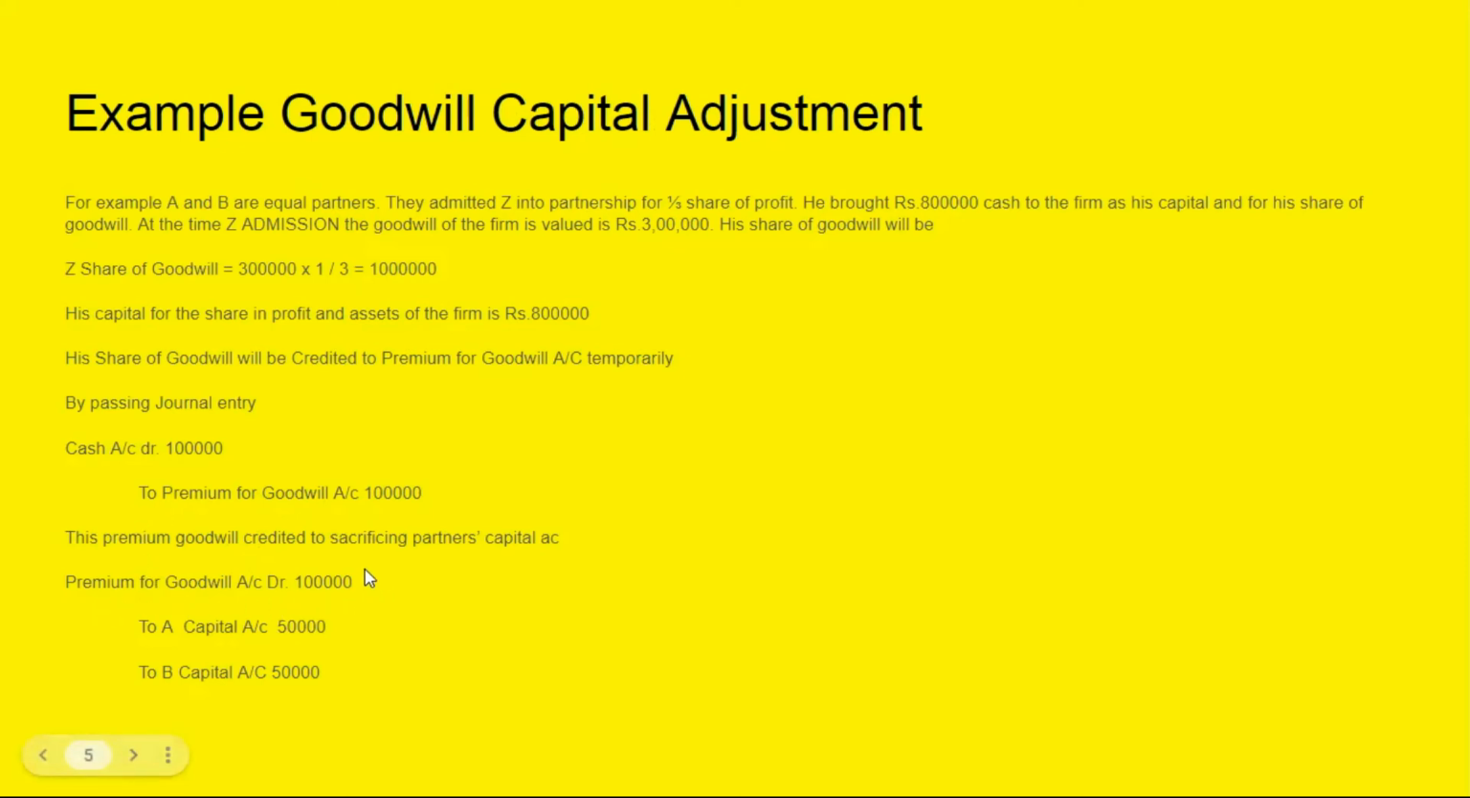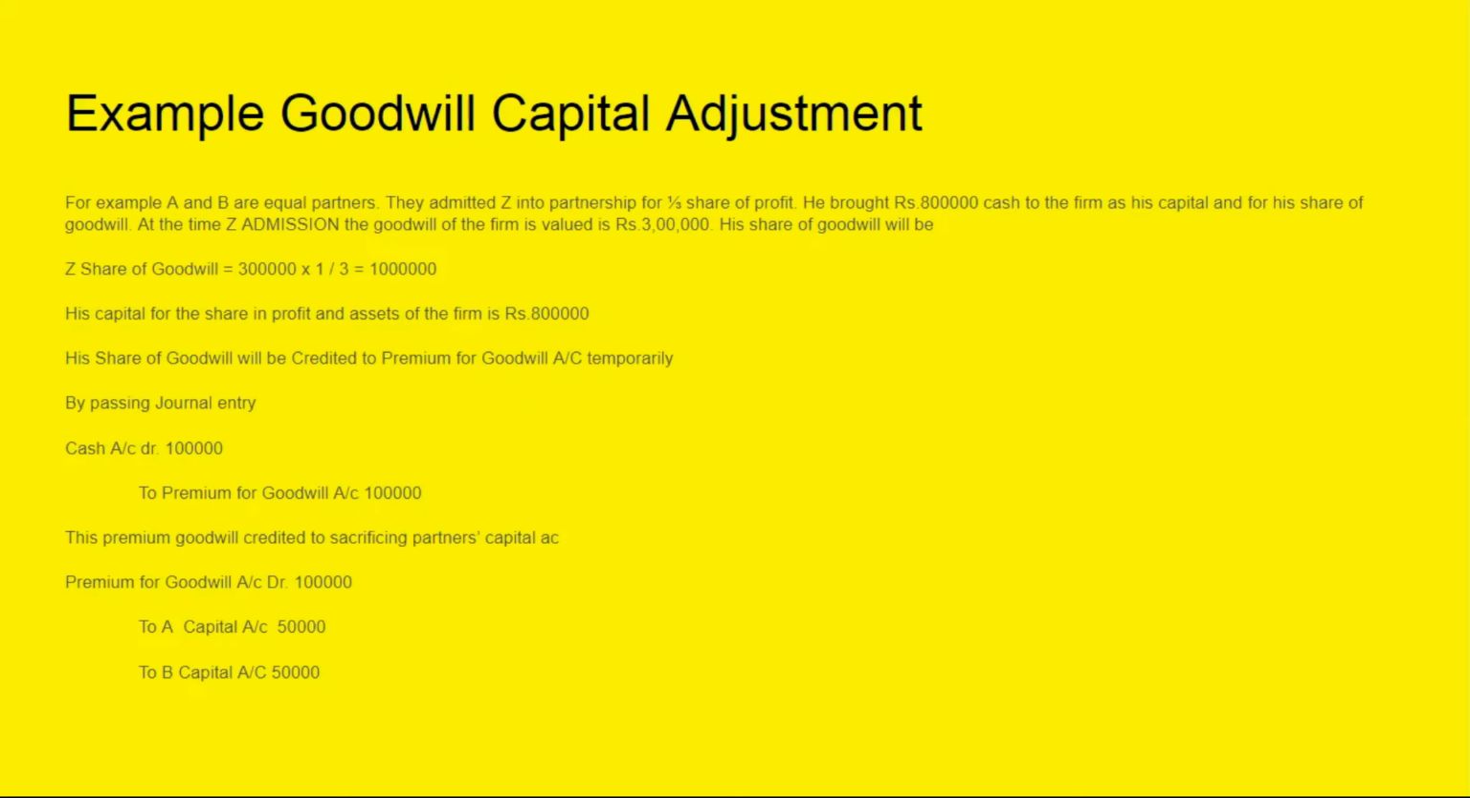The premium for goodwill account is closed by crediting the sacrificing partners. In this example, A and B are equal partners, and now they have sacrificed their share, meaning Z has taken the share from A and B equally. So they are going to sacrifice their goodwill. They themselves put a lot of effort in the past years in order to gain the market image. For that, he is not giving anything, and that cannot be recorded. So how do they record it? By adjusting the capital account.